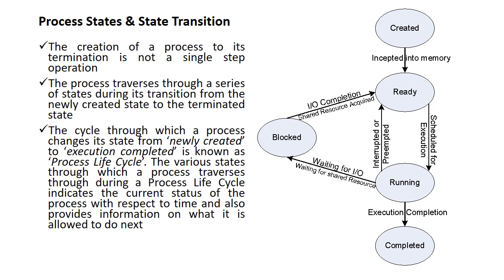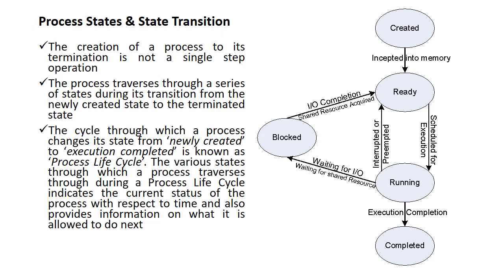Then we have process states and state transition. What are the different states of the process from inception through execution to completion? The creation of a process to its termination is not a single step operation. The process traverses through a series of states during its transition from the newly created state to the terminated state. The cycle through which a process changes its states from newly created to execution completed is known as the process life cycle.